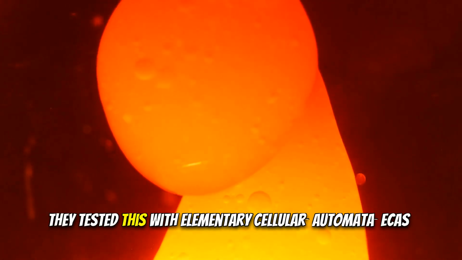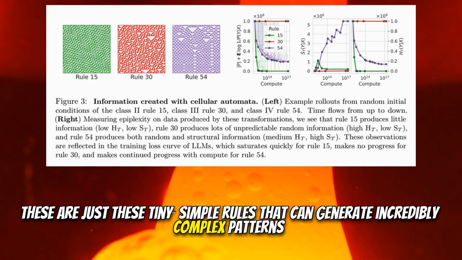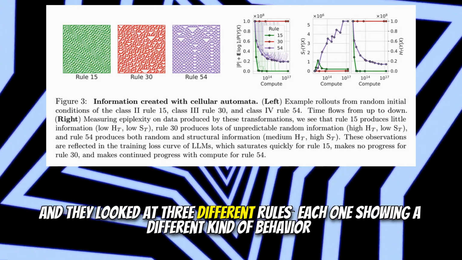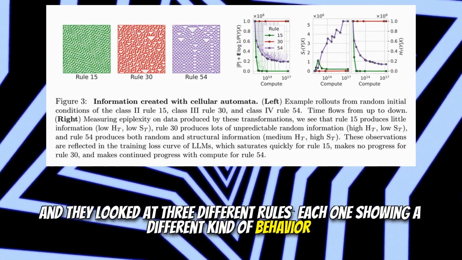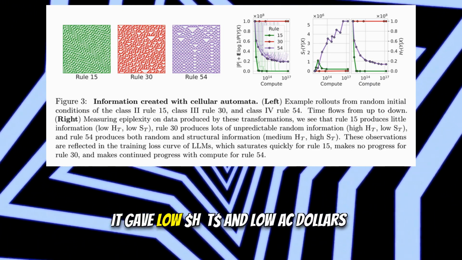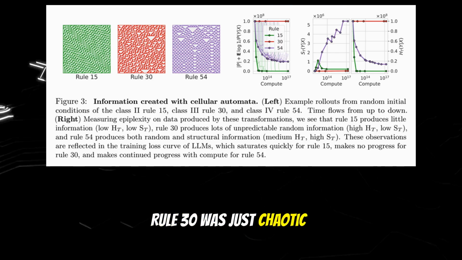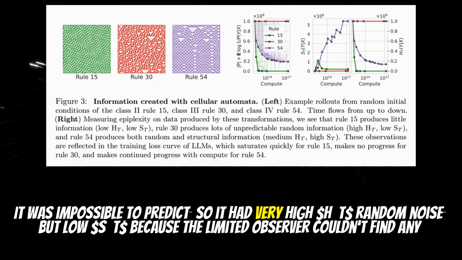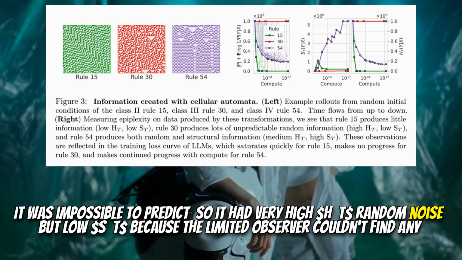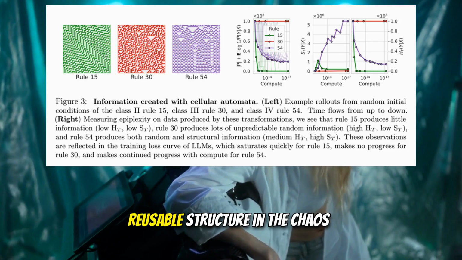Precisely. They tested this with elementary cellular automata, ECAs. These are tiny, simple rules that can generate incredibly complex patterns. And they looked at 3 different rules, each one showing a different kind of behavior. Right. Rule 15 was simple, periodic. It gave low H_T and low S_T. Easy to compress, not much randomness. Rule 30 was just chaotic. It was impossible to predict, so it had very high H_T, random noise, but low S_T because the limited observer couldn't find any reusable structure in the chaos.